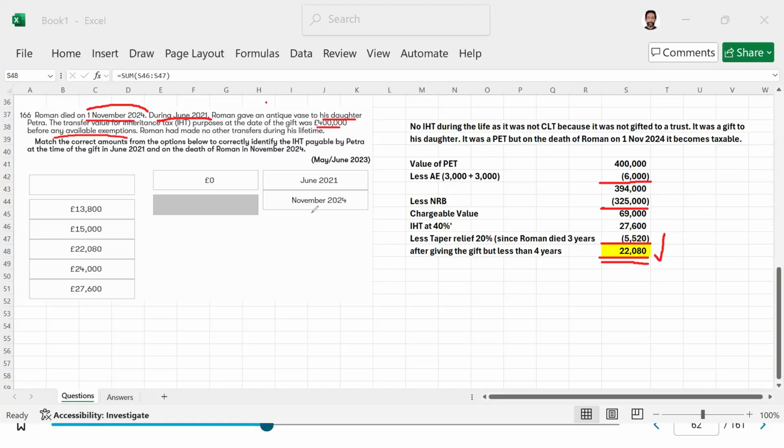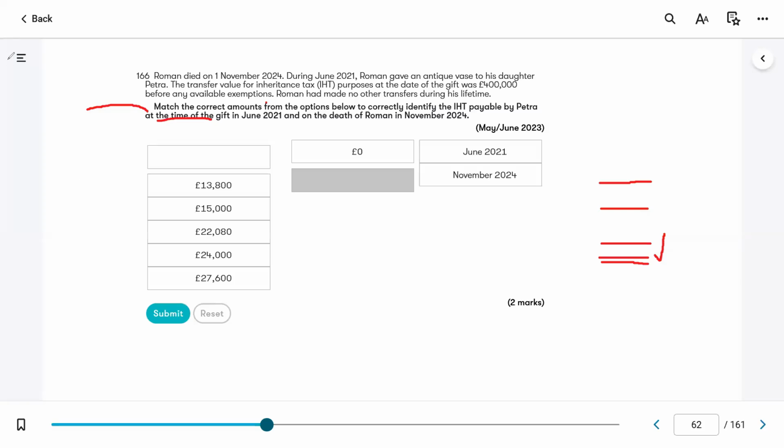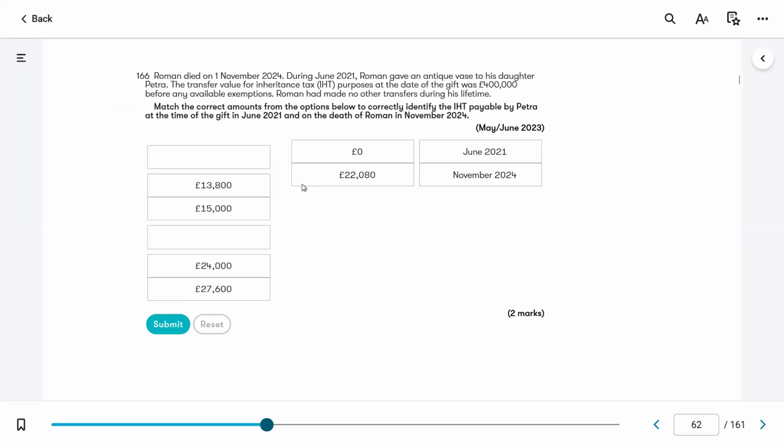Okay. So if we just go back here, so there's going to be 22,080. So this is going to be, let's bring that value. Okay, so we have this.